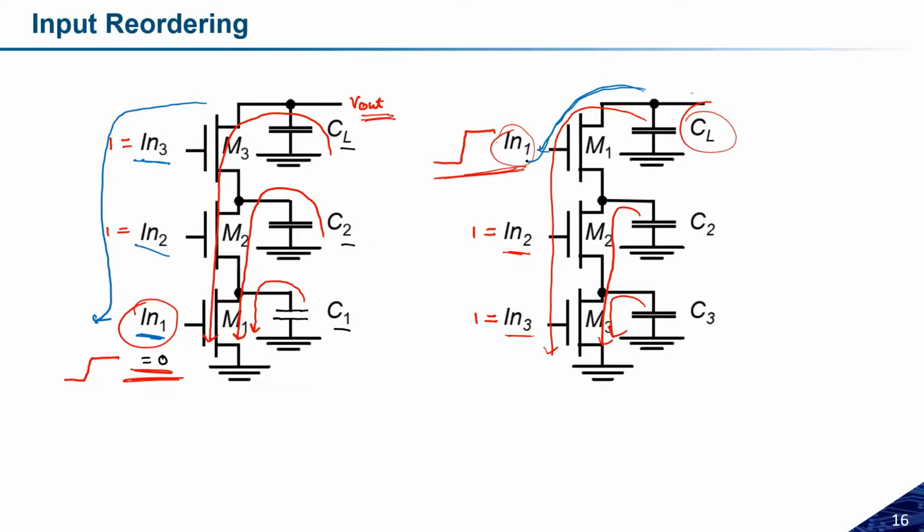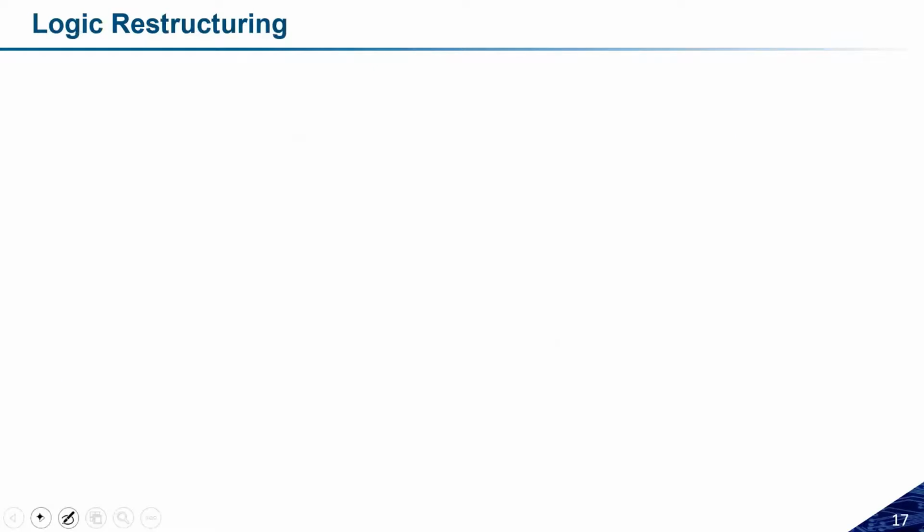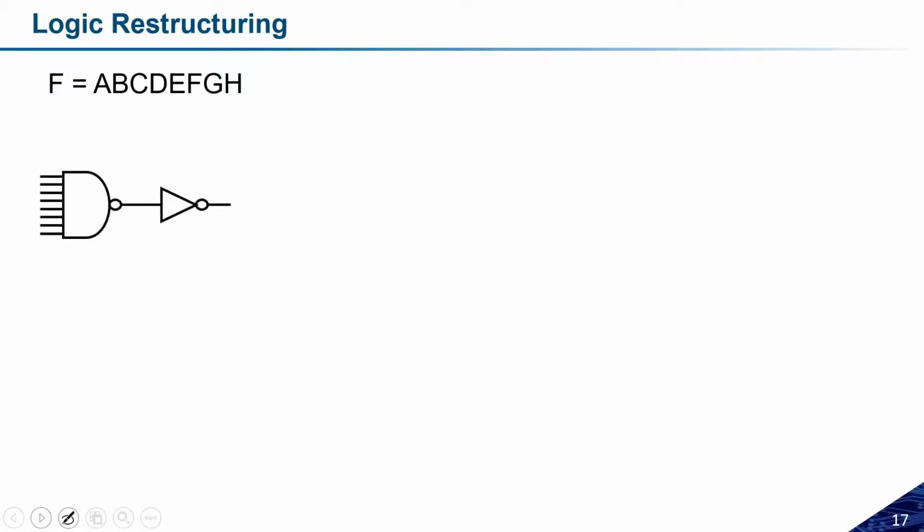Fine. So this is all about the input reordering. The next alternative solution could be logical restructuring. Okay, so what is this logic restructuring? Suppose I have a function something like this: f is equal to a b c d e f g h. So what we are doing is simply ANDing all these things. So the simple structure could be like this one.